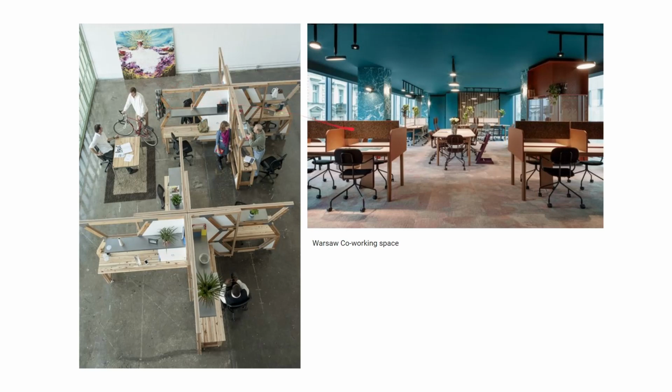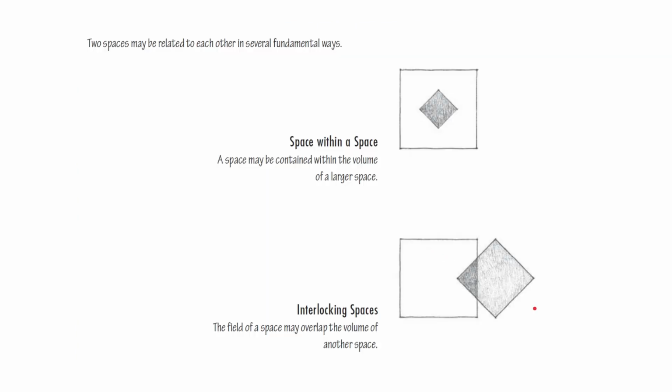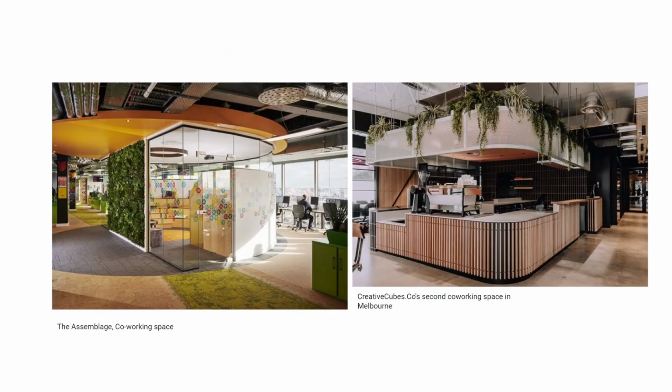So for individual spaces, two spaces may be related to each other in several fundamental ways. First, a space within a space: a space may be contained within the volume of a larger space. Then interlocking spaces: the field of a space may overlap the volume of another space. So these are examples of a space within a space, and then an interlocking.